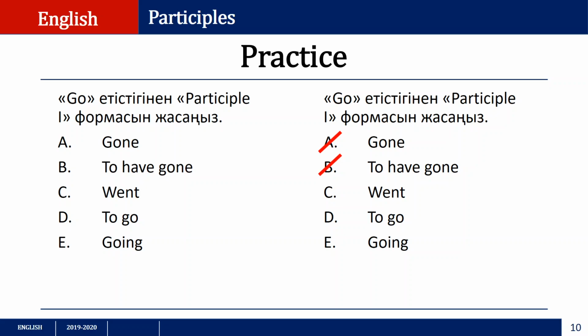B is not correct because it's the form of perfect infinitive. C is not correct because it's the second form of it. D is not correct because it's infinitive form, and the correct answer is E because participle 1 is verb plus ing.